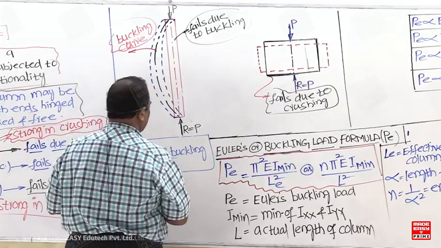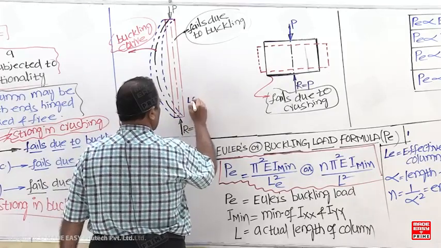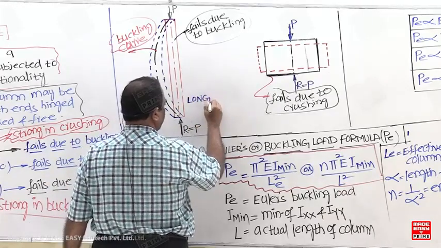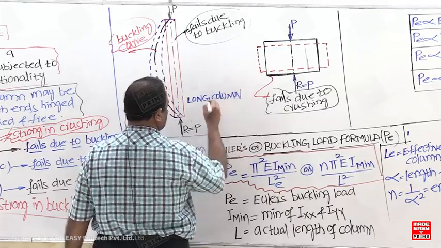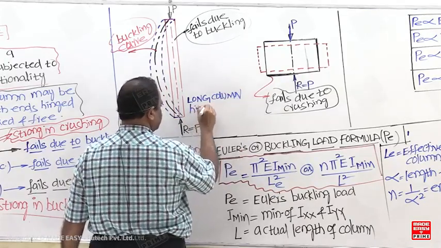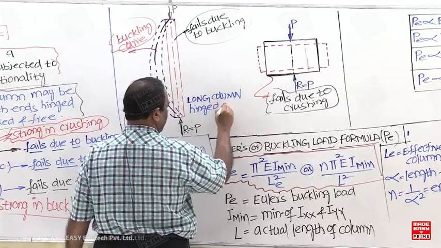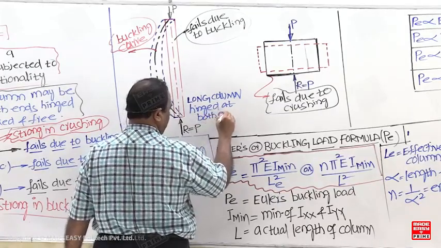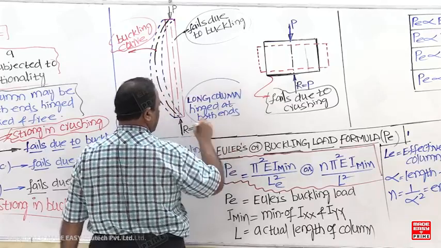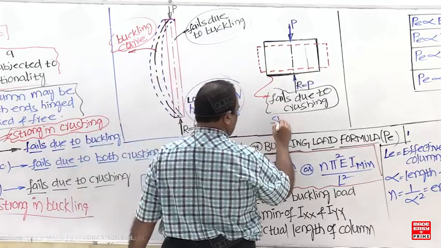So this is treated as a what now? Long column, hinged at both the ends. This is treated as a short column.